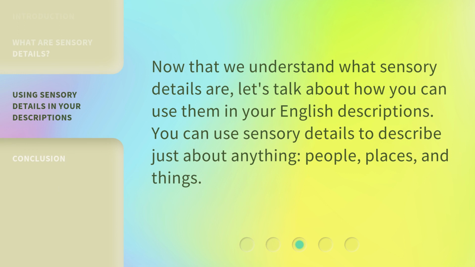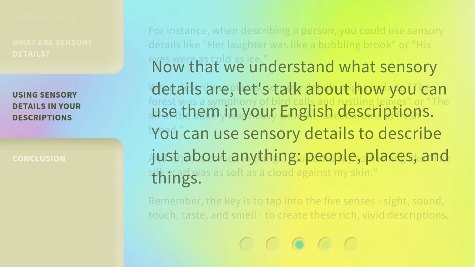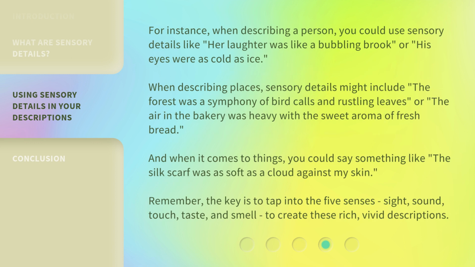Now that we understand what sensory details are, let's talk about how you can use them in your English descriptions. You can use sensory details to describe just about anything: people, places, and things. For instance, when describing a person, you could use sensory details like, "Her laughter was like a bubbling brook," or "His eyes were as cold as ice."